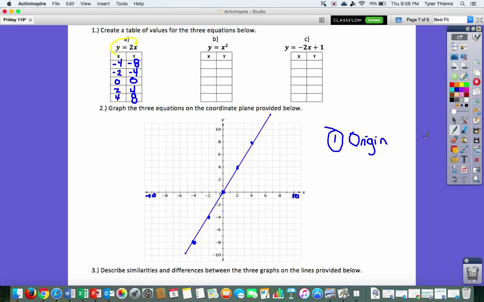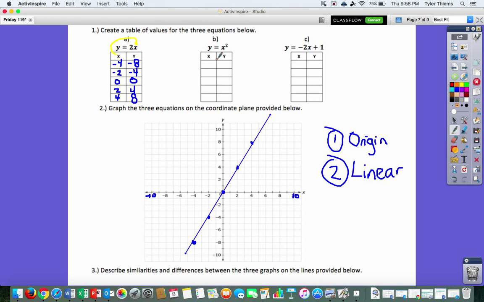O-R-I-G-I-N, origin. And then number 2, it has to be linear, meaning it's a straight line, has a constant rate of change. If for these two reasons, if it goes through the origin and it is a linear function, then yes, it is a proportional relationship. Okay, let's try the second one, B.